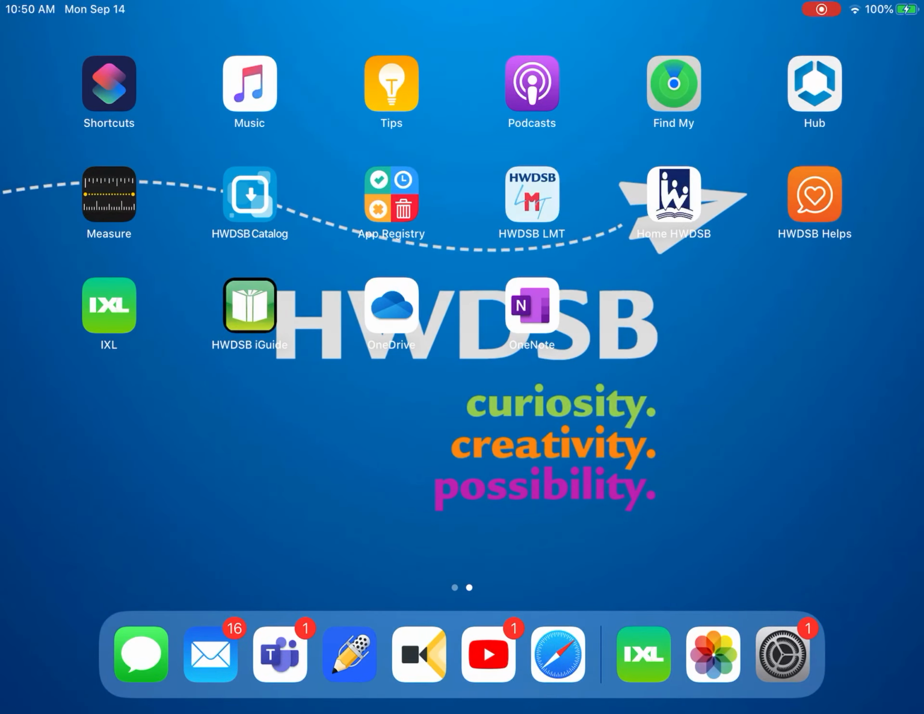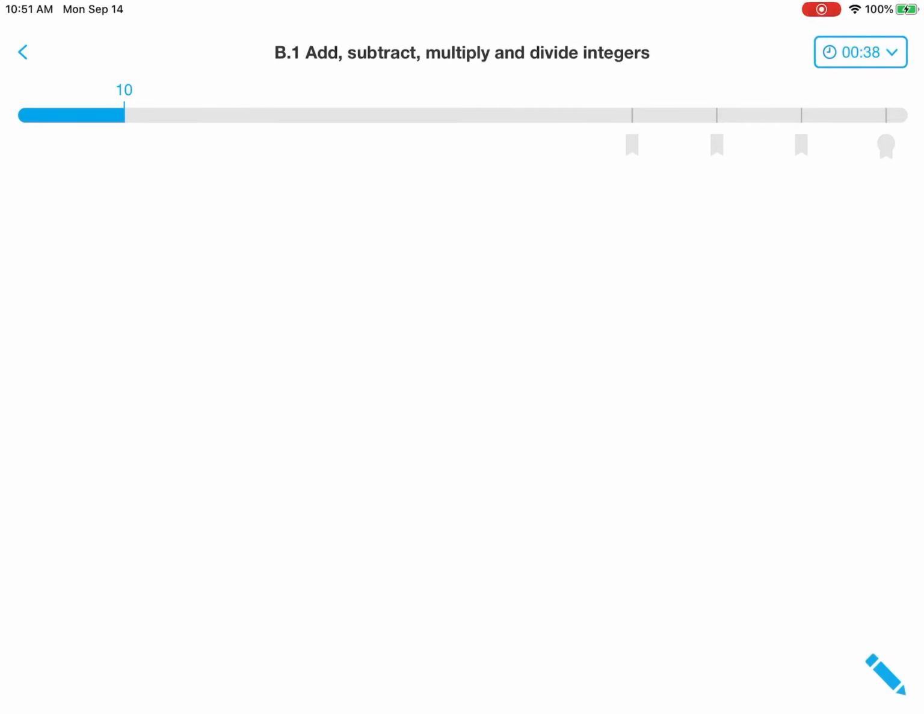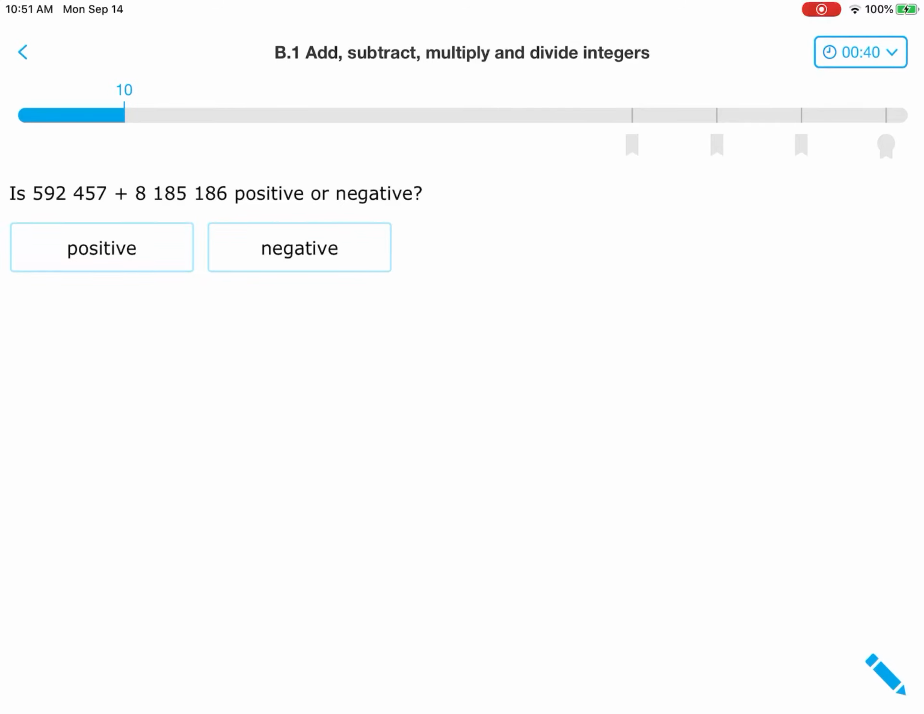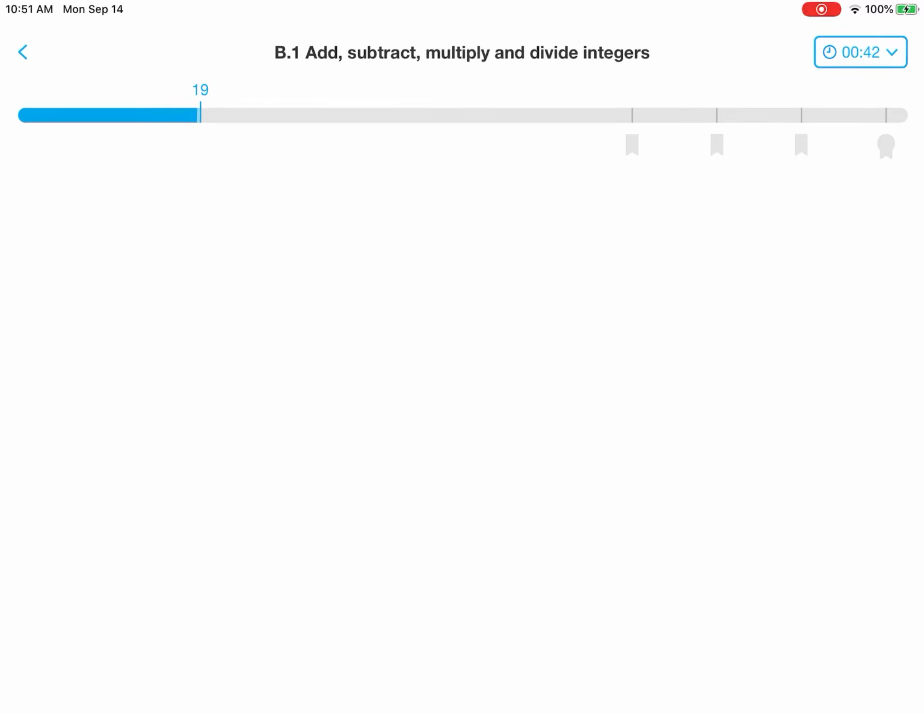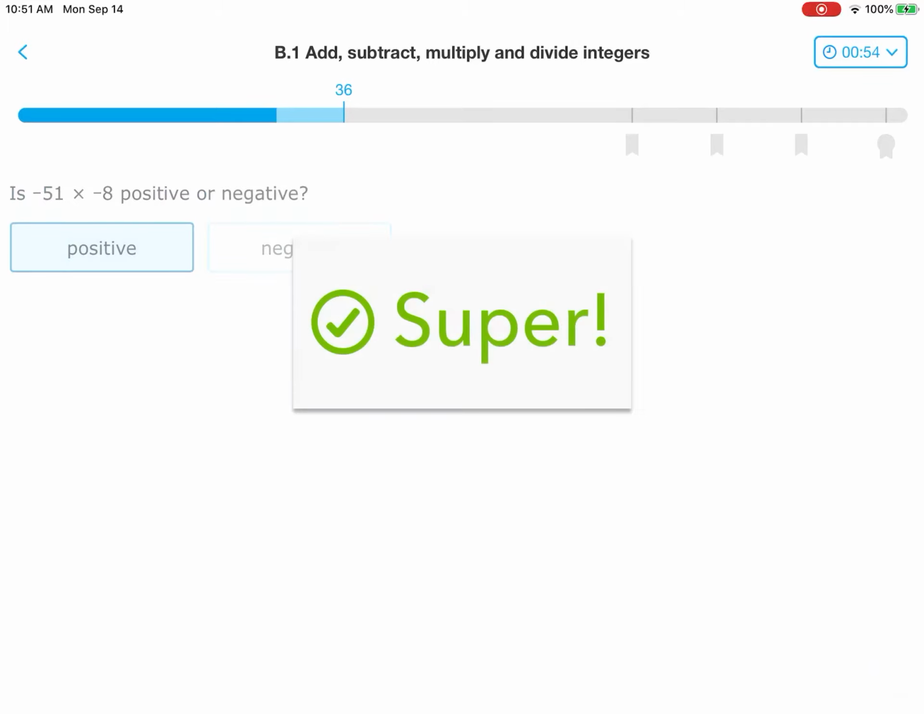Okay, so let's do some examples together on IXL. We'll go to B2. So here we have a small negative number and a large positive number, so the answer will be positive. Here we have two positive numbers, so we know the answer will be positive. Here we have a positive divided by a negative, so the answer will be negative. And here we have a negative times a negative, so you know the answer will be positive.